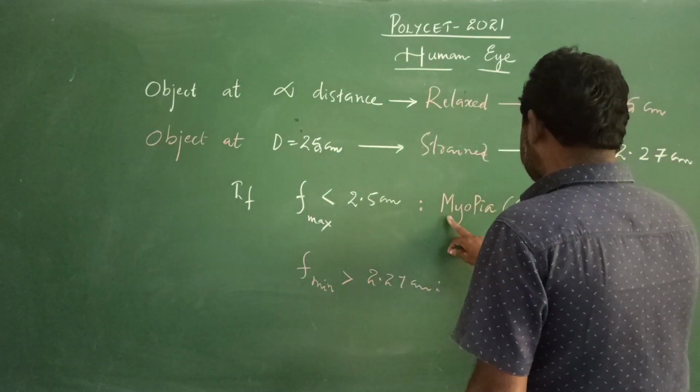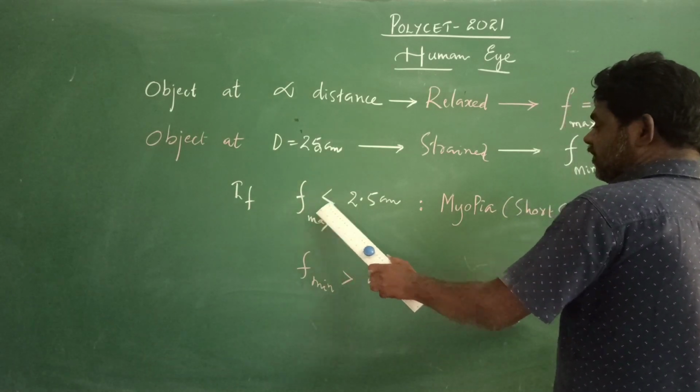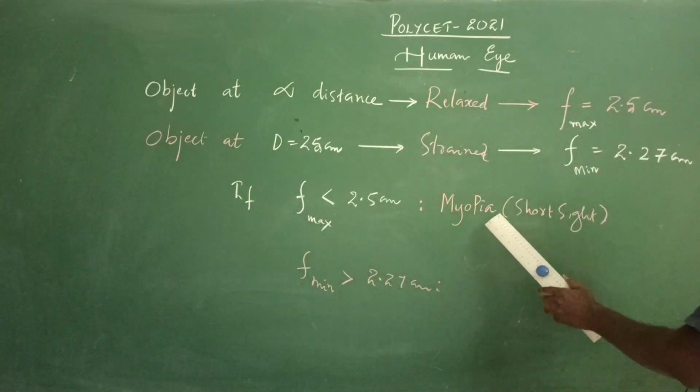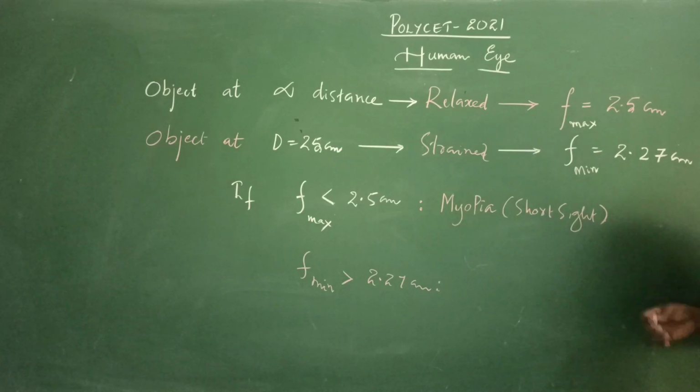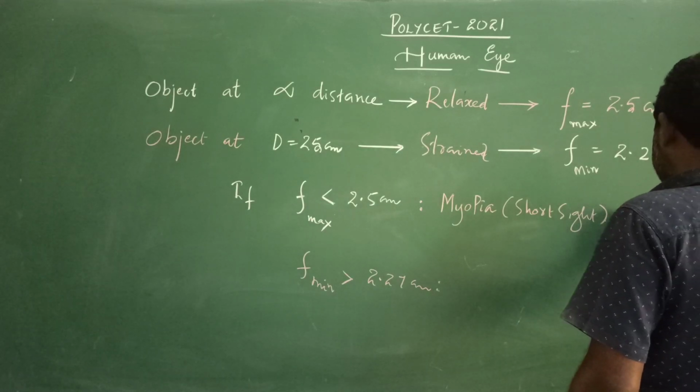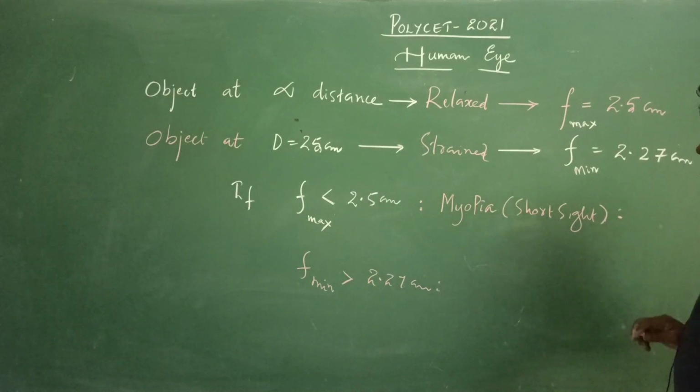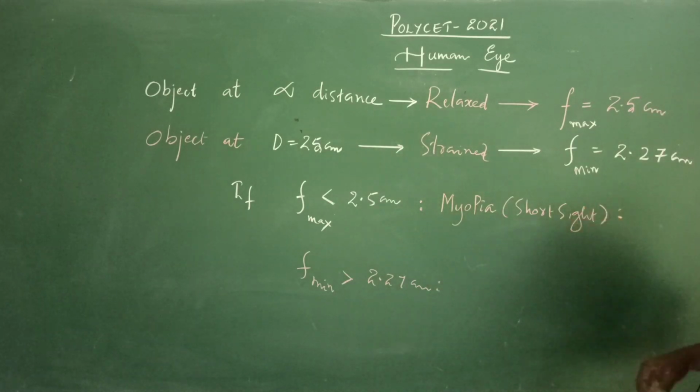So myopia is a defect in which the maximum focal length is less than 2.5 centimeters. This is also known as short sightedness. మరి దీన్ని రెమెడీ ఏంటి? సో దీన్ని ఎలా మనము మినిమైజ్ చేసుకోవాలి అంటే బై యూజింగ్ స్పెక్టికల్స్ ఆఫ్ రిక్వైర్డ్ ఫోకల్ లెంత్. Is it right?